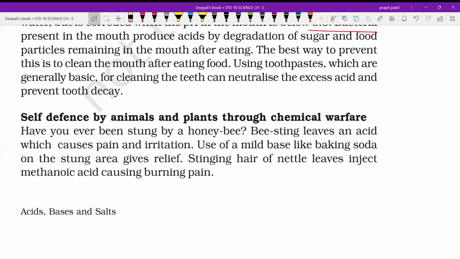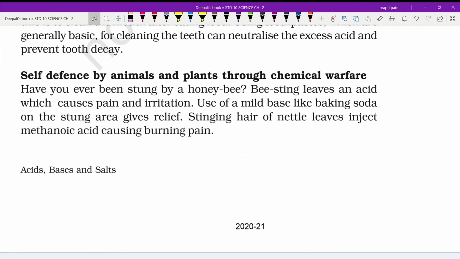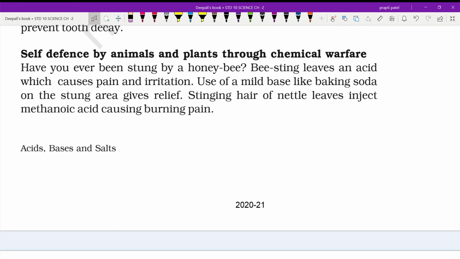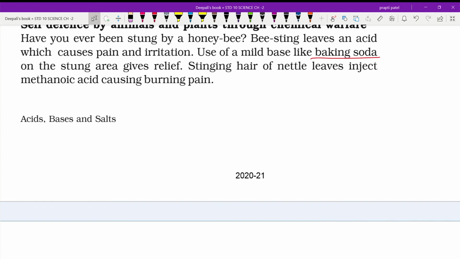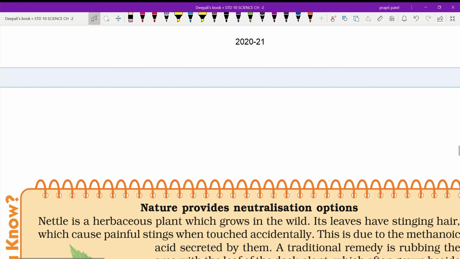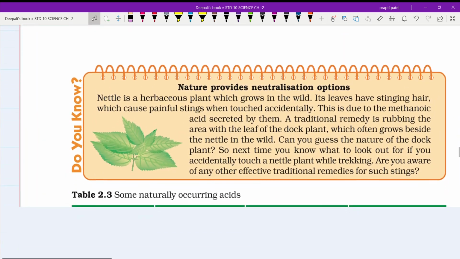Self defense by animals and plants through chemical warfare. Have you ever seen the sting of a honeybee? A bee sting leaves acid, which causes pain and irritation. Use of a mild base like baking soda on the stung area gives relief. Stinging hair of nettle leaves injects methanoic acid, causing burning pain. So the plants and animals both can be acidic.